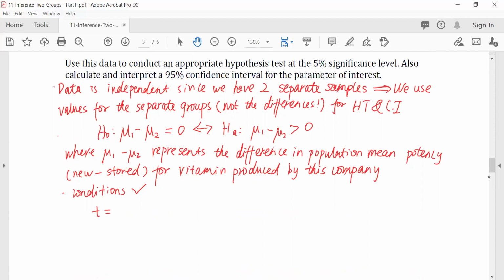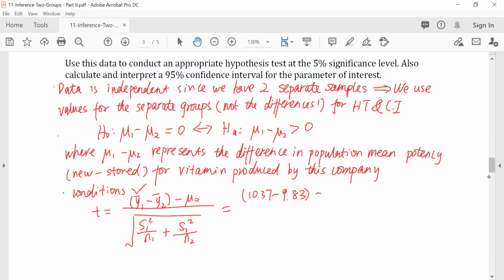The next step is to calculate the test statistic. So we are going to plug in the numbers into this formula here. So this is the formula for our test statistic. So we plug our numbers in. That is y1 bar minus y2 bar minus our mu naught, 0, divided by the square root of s1 squared over n1 plus s2 squared over n2. So this is 4.27 if you calculate it.